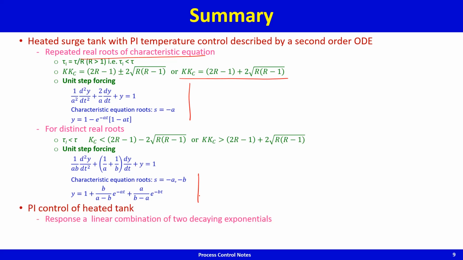For PI control of a heated tank, the response is a linear combination of two decaying exponentials, and the PI controller always ensures that there is no offset from the constant set point.